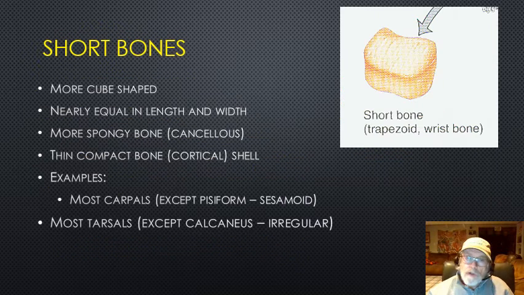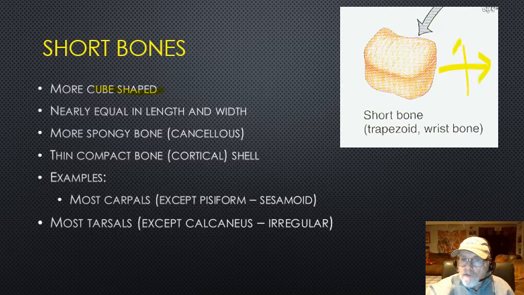Long bones. Short bones. Short bones are called short bones because they're short. They're more cube-shaped. Basically, they're nearly equal in length as they are in width, so these dimensions are relatively close to the same.